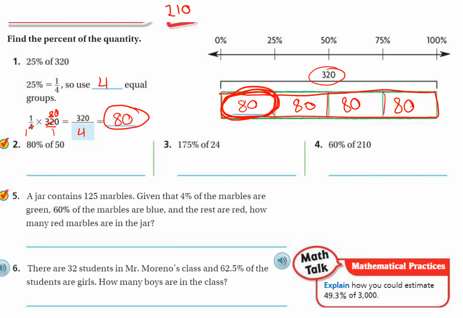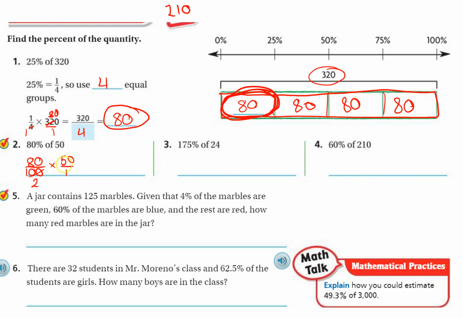Okay, 80% of 50. So again, same idea. We can do a bar graph. We can also change this to a fraction, like we saw in the steps on the previous problem. That would be 80 over 100. And then 50 is 50 over 1. Okay, and then multiply. Well, I can cross simplify.